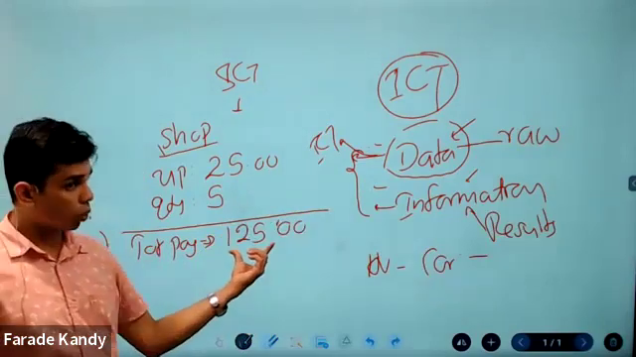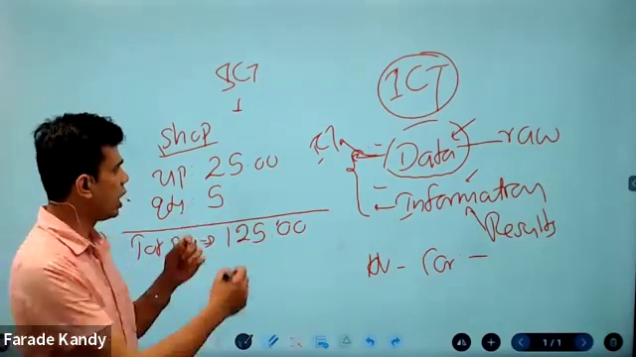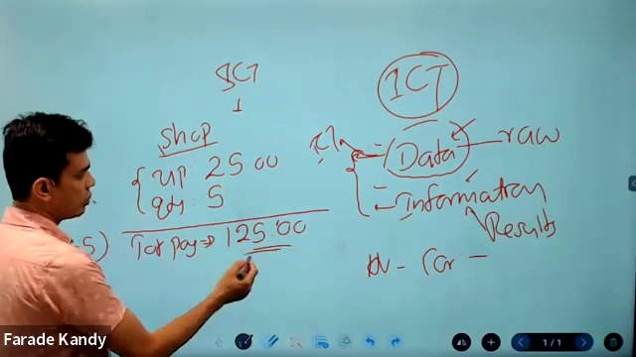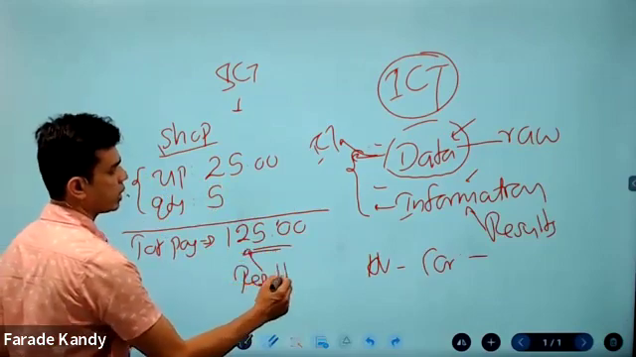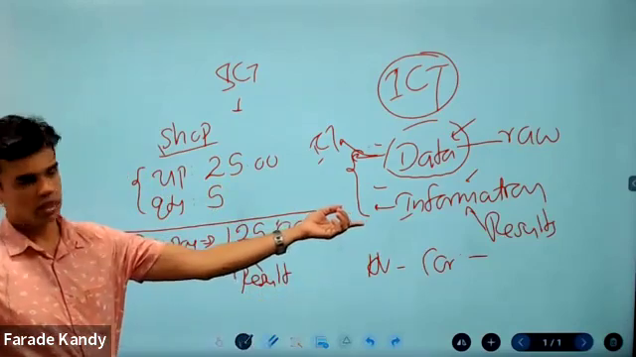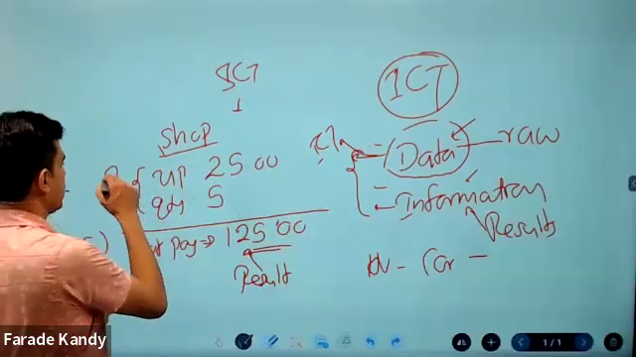Is this raw, or is it a result? It's a result. I worked on them and got this. So if this is a result, how do you define it? Is it defined as data or information? Information. These are raw, so we call them data.